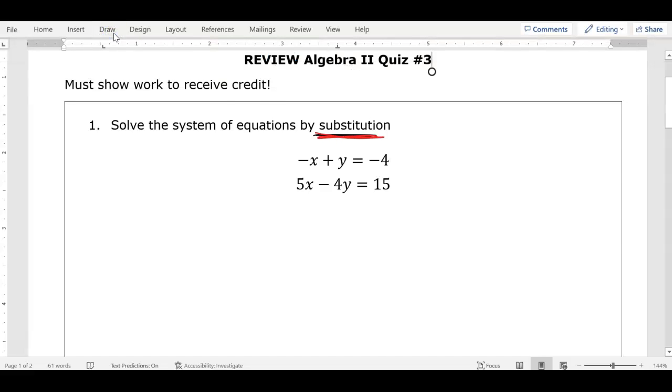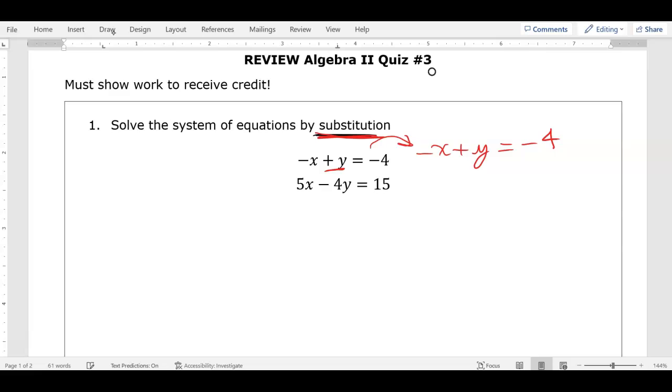Okay, so what I want to do is solve one of these for a variable. The easiest one is if I have a positive variable by itself. So negative x is not the easiest one. A 5x, a minus 4y, those all have coefficients, but right here, this is what I want to solve for, okay? Because it's a y by itself. So I'm going to rewrite this.